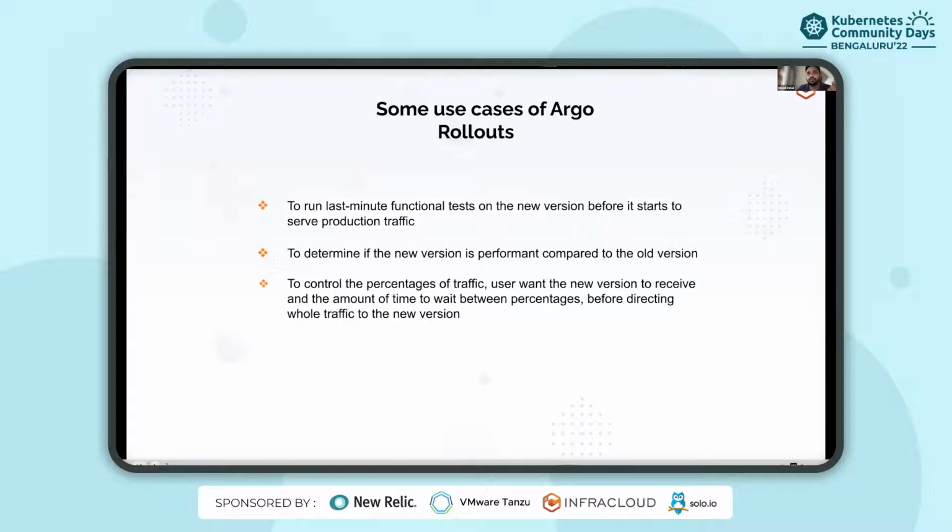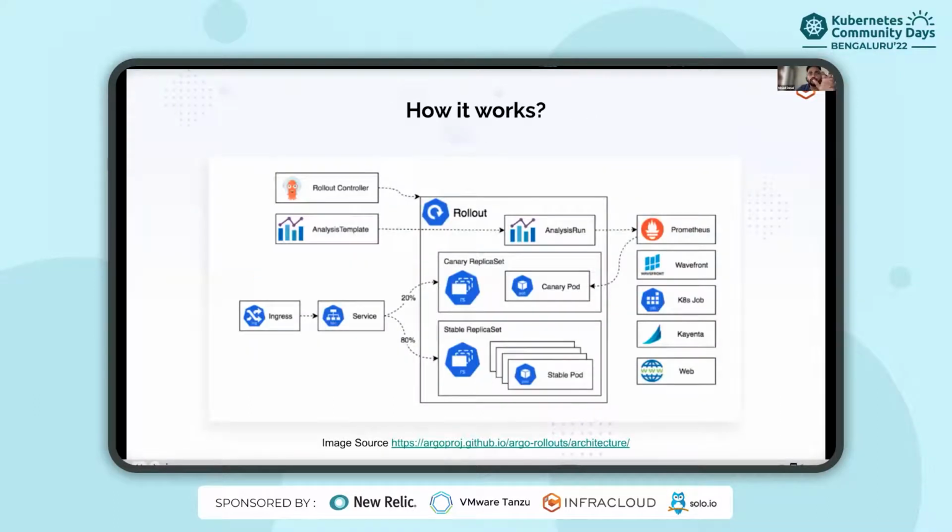You can run last-minute functional tests on your new version. You can compare the performance of the old version versus the new version, as I said. You can do A/B tests, and you would be able to control how much traffic you want to redirect to the new version of the service. So this is what the architecture of Argo Rollouts is about.